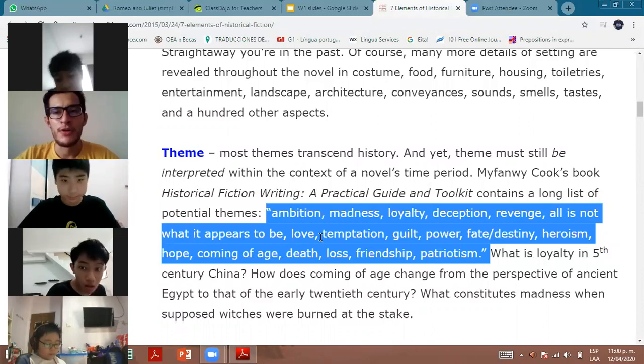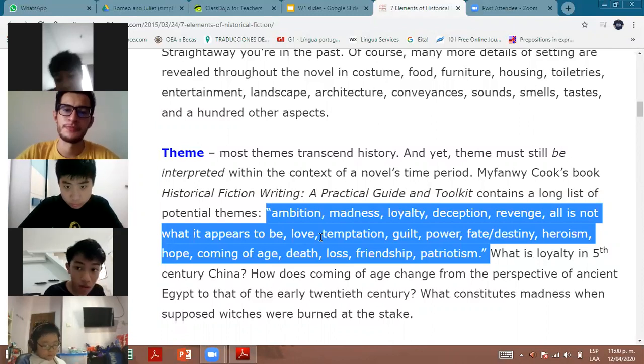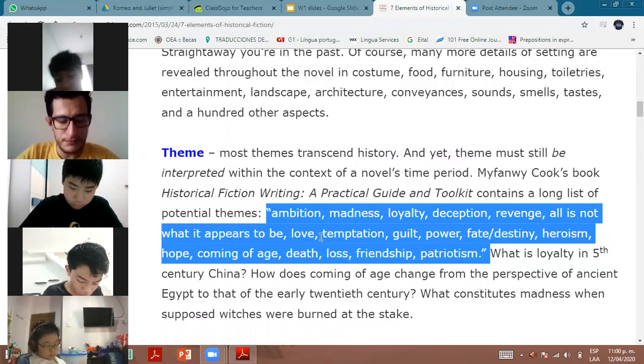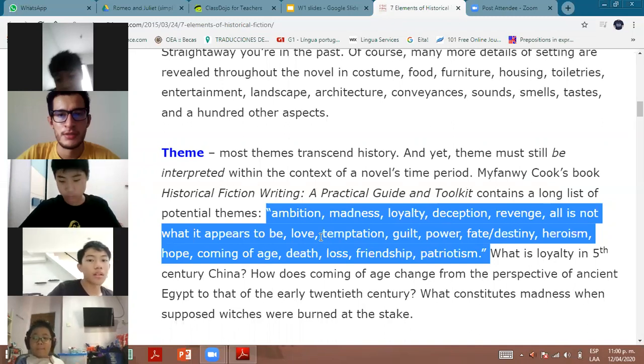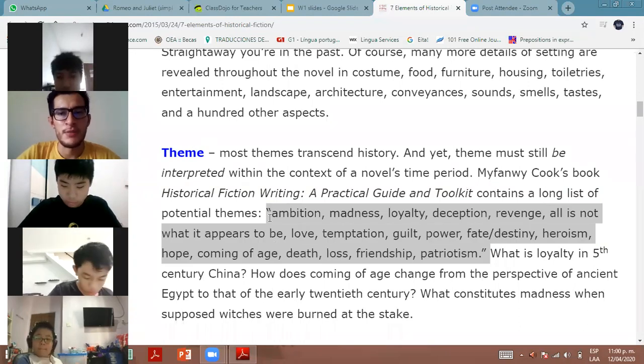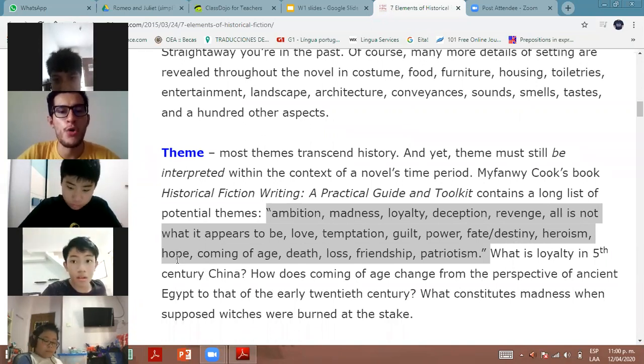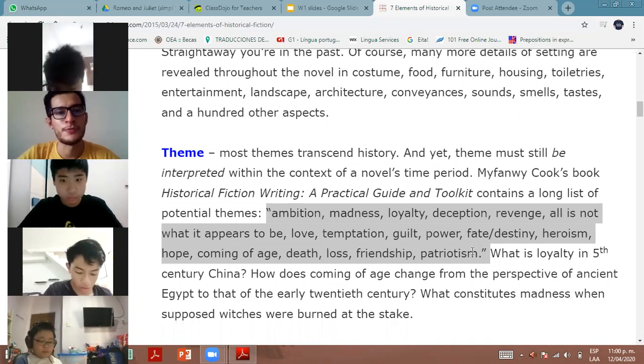For example, our book, The House of 60 Fathers, which topic do you consider is our book? Which of those topics? What do you think? Who wants to talk? Okay, so for example, our book is related to fate, destiny, hope, loss, friendship, patriotism. Those are the topics of our book.